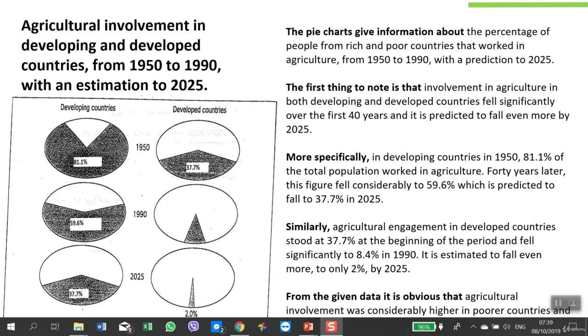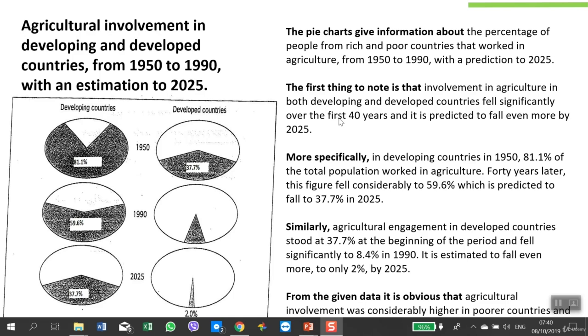So now for the elephant sentence. What stands out about the percentage of people from rich and poor countries that worked in agriculture over this period? Well, when you look at the trend, we can see that in developing countries, involvement in agriculture went down from 81% to 59%, and it will go down even more in the future. In developed countries, there's the same downward trend. So that would be your elephant sentence to describe that.